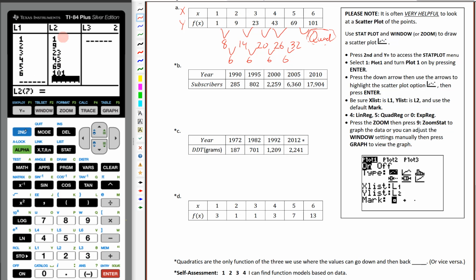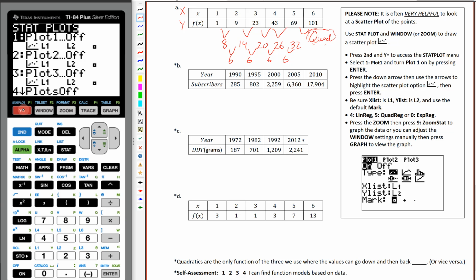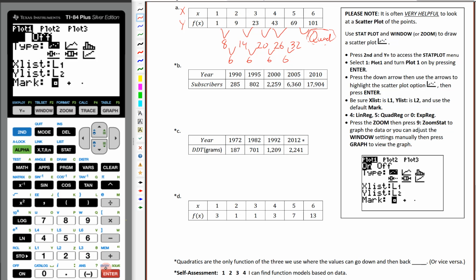And then we're going to go to stat plot. So second y equals goes to stat plot. And we're going to turn the stat plot on. And the cool thing about this is you really only have to do this once. So we're going to turn it on. By default, the very first type of display that's selected is a scatter plot. L1 and L2, that's the X list and the Y list. So are the X's in L1, the first list we put in? They are. And are the Y's in L2? They are. And then you can use whatever mark you want.